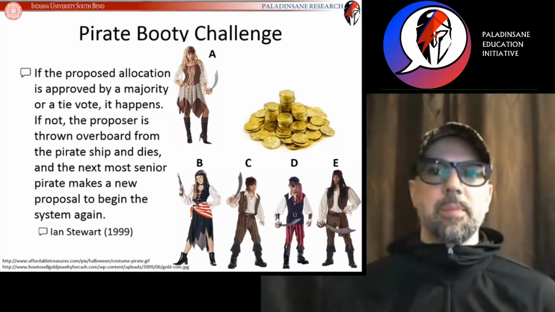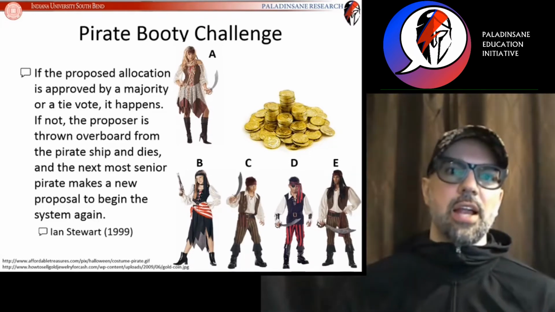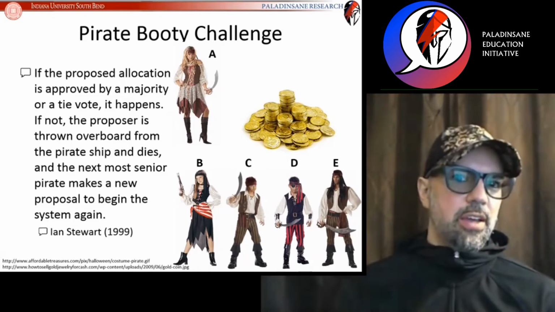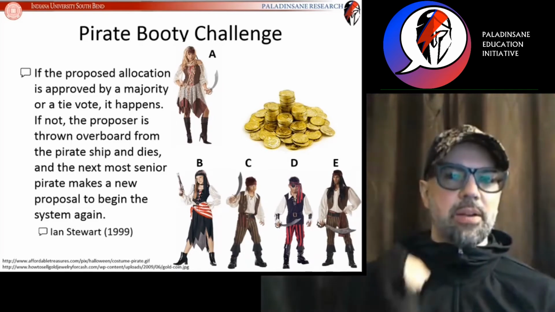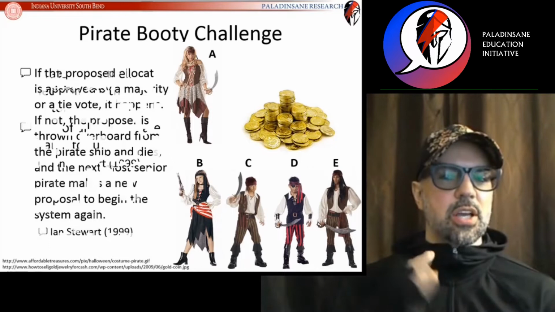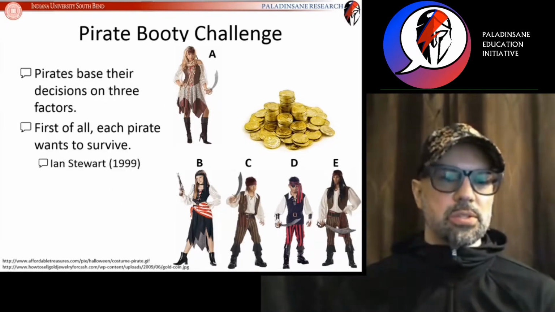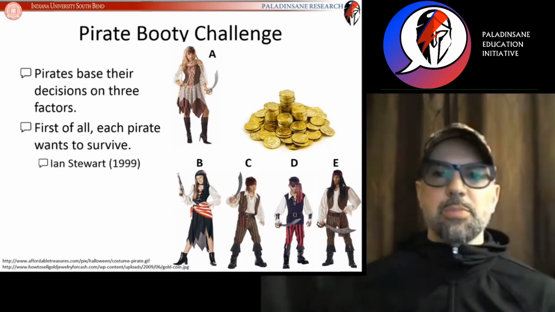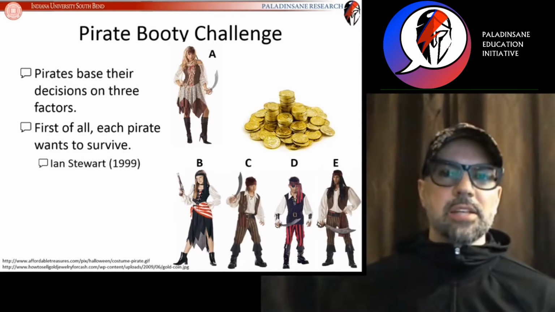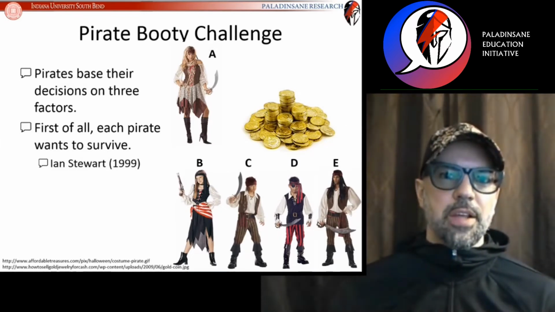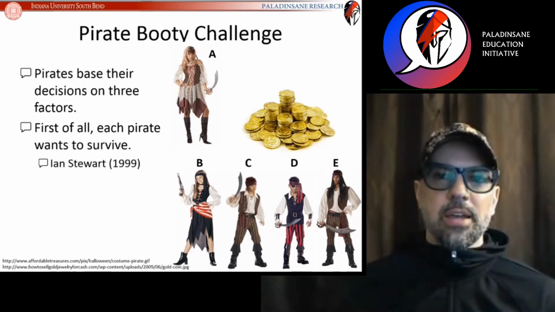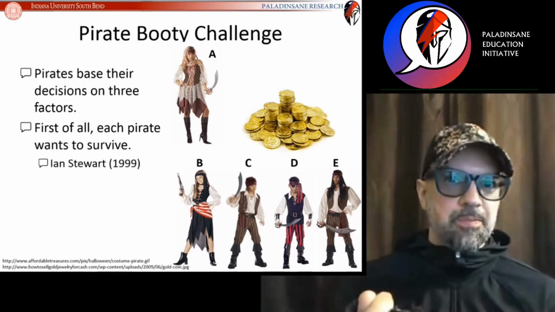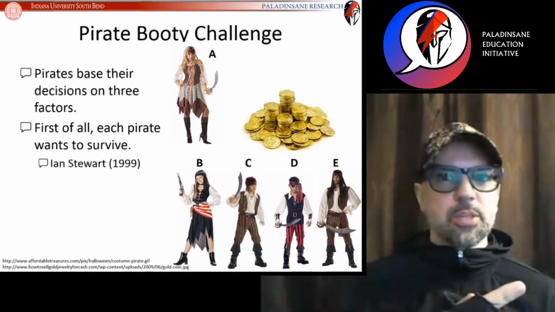So that's the setup. The last thing we need to know for this challenge is, how do these pirates think? Get into the mind of these pirates, because they base their decisions on 3 very strict rules. The first rule is that each pirate wants to survive. That is the most important thing for each pirate. They do not want to die, so they are not going to propose an allocation that's going to get them thrown overboard.